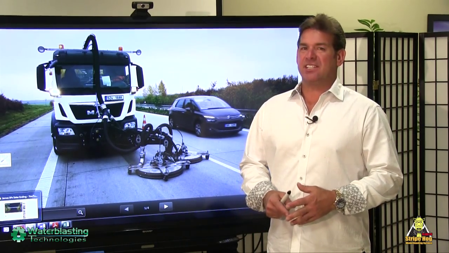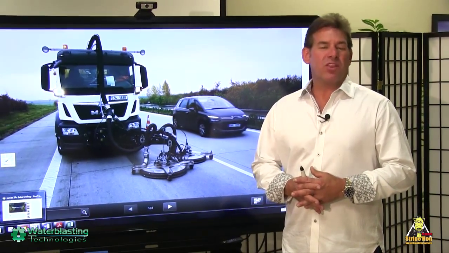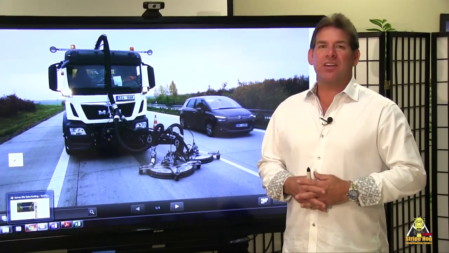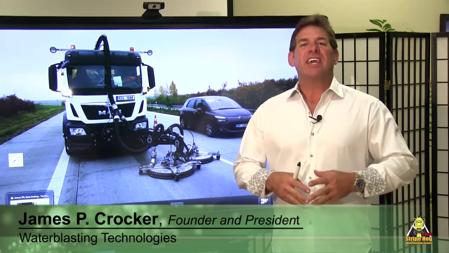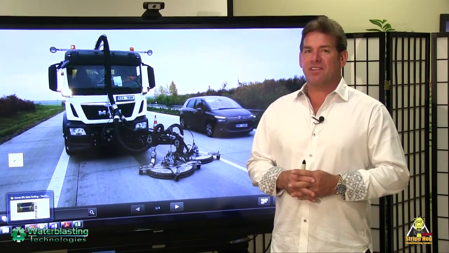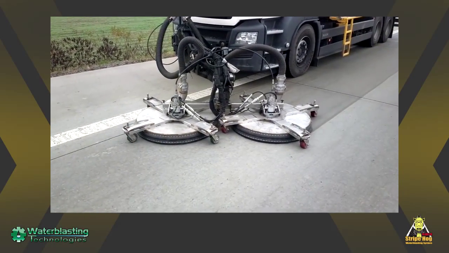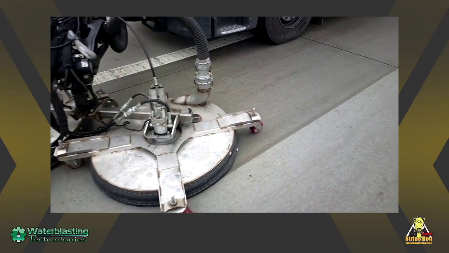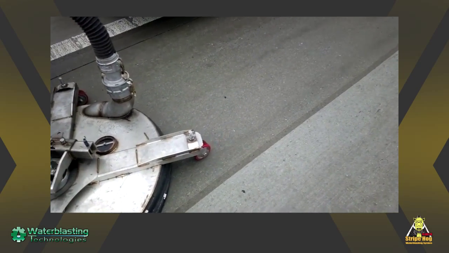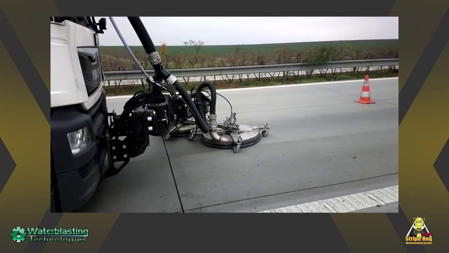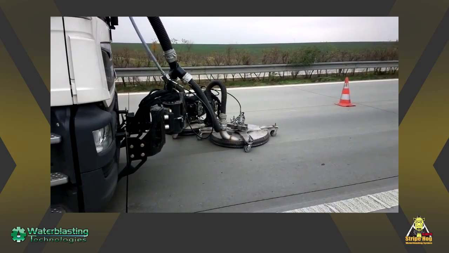Managing the skid resistance on pavement surfaces, whether it's runways or roadways, is a very important part of maintaining traffic safety. The Stripe Hog can improve friction values on these surfaces very effectively. Here you see a Stripe Hog operating at 12 gallons a minute, restoring friction on a roadway in Czech Republic. A very wide pattern of travel is achieved by placing two 36-inch heads side by side.